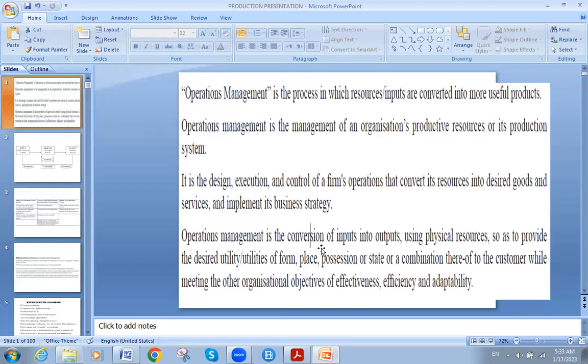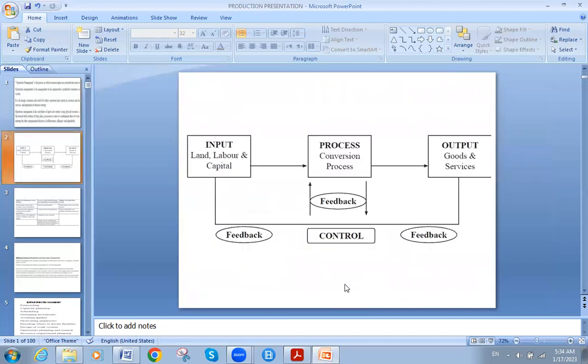Also, operation management is the conversion of inputs into outputs using physical resources so as to provide the desired utility or utilities of form, place, position, or state. So look at this utility: I'm creating place utility, position utility, state utility, or a combination of those together, for the customers, while meeting the organizational objectives. Because in operation management you are achieving your objectives as a company: effectiveness, efficiency, and adaptability. So you do this efficiently and with effectiveness.